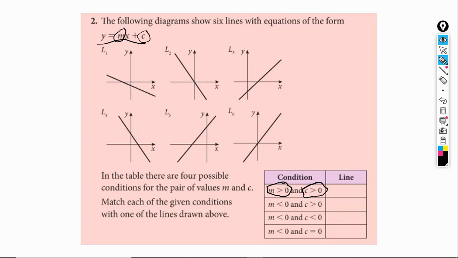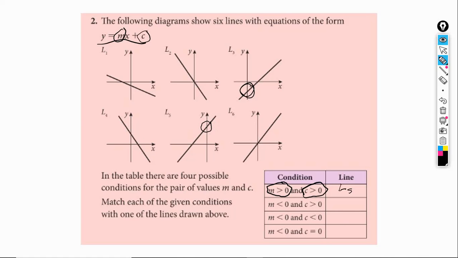So let's look at them one by one. L1 has a negative slope. We see that it's going down, so that one does not work for us. L2 is also negative. L3 is positive, but the y-intercept is less than 0, negative. L4 is negative. L5 is positive. And this is our guy because the y-intercept is right here, and that's above 0. So the first one will be L5.